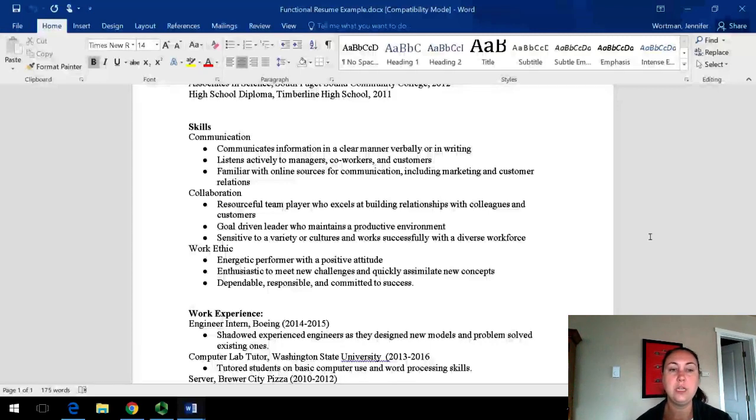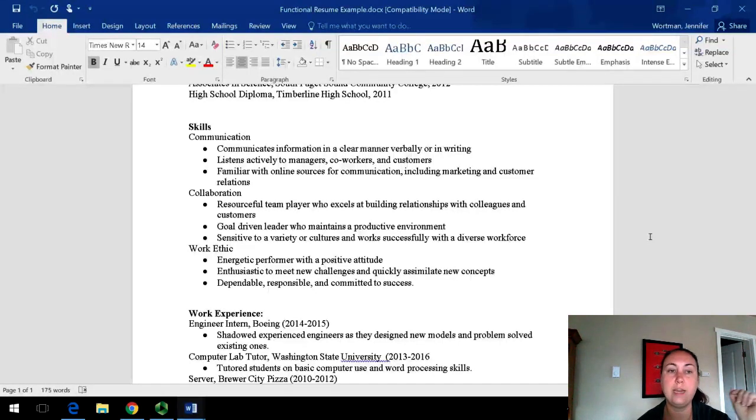This student chose communication, collaboration, and work ethic. And then underneath each of those, this student listed out 3 descriptors on what they mean by having skill in communication. Just to give you an example, I'm not going to look at all these, but for the communication one, the student says they communicate information in a clear manner, verbally and in writing. They listen actively to managers, coworkers, and customers, and they're familiar with online sources for communication, including marketing and customer relations. So it's very specific, right?